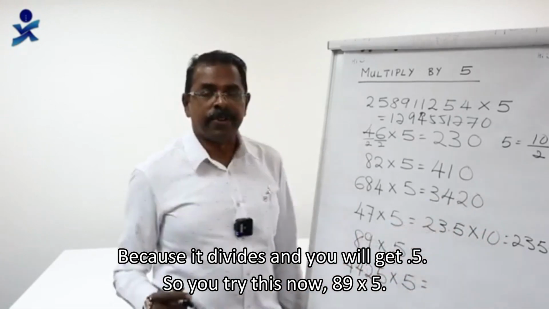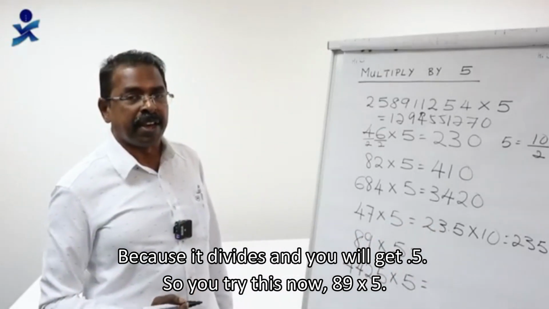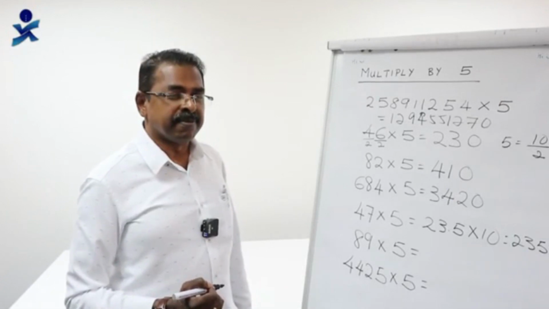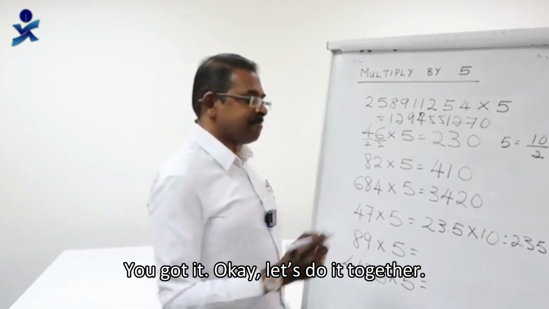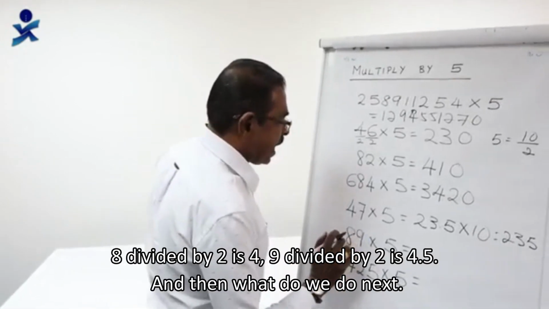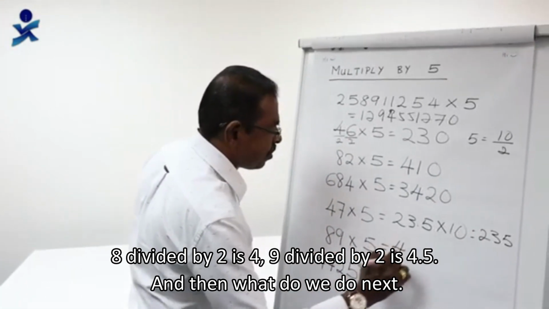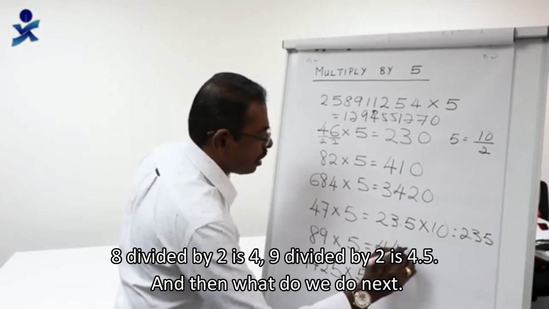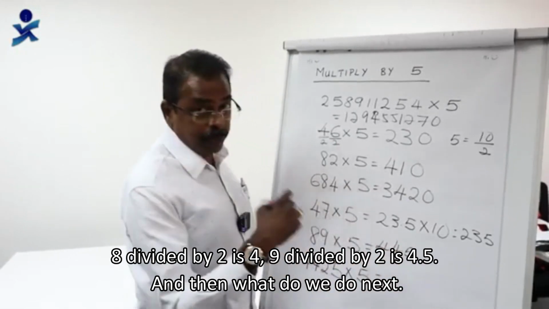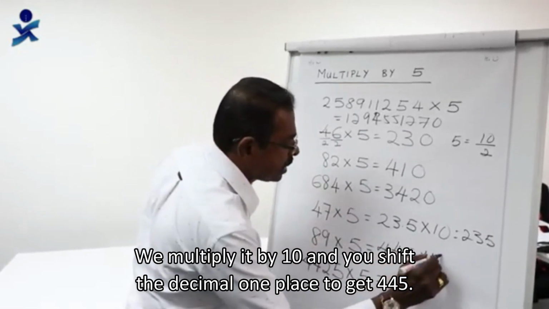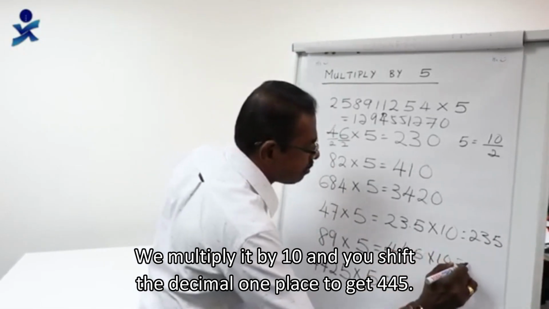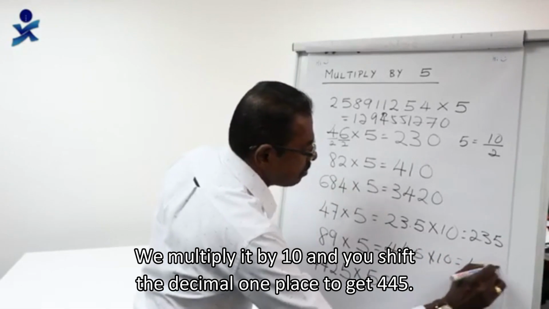So you try this now. 89 times 5. Got it? Okay, let's do it together. 8 divided by 2 is 4. 9 divided by 2 is 4.5. And then what do we do next? You multiply it by 10, and you shift the decimal this side, and you get 445.